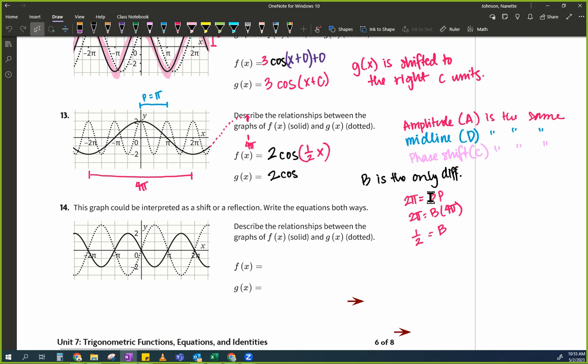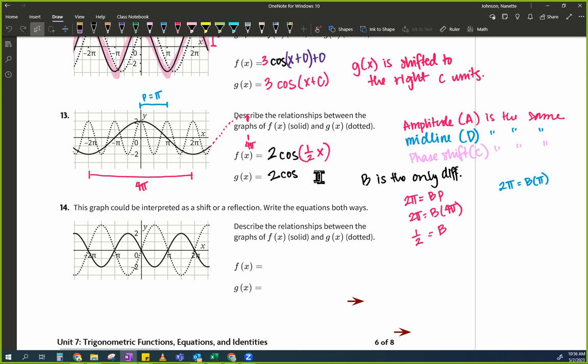Because it's pi, you use this equation over here to calculate that. So go ahead and calculate that. Here, I'll write your equation: 2 pi equals b times pi. Now solve it, and that goes right here in front of your x. Very good. Hopefully you got this as well. b equals 2. So then this is 2x.